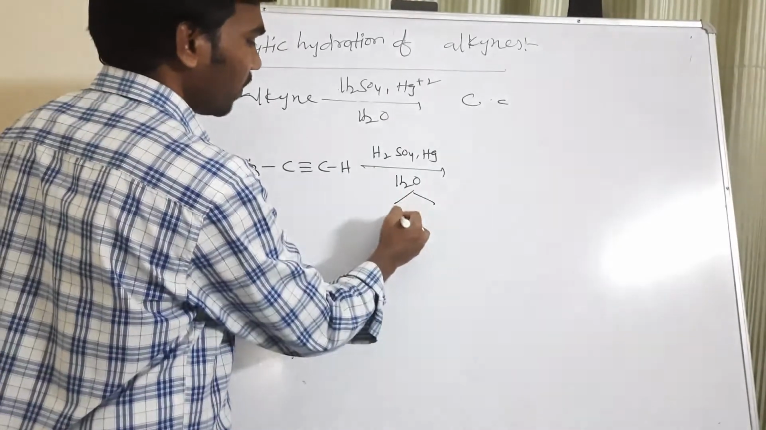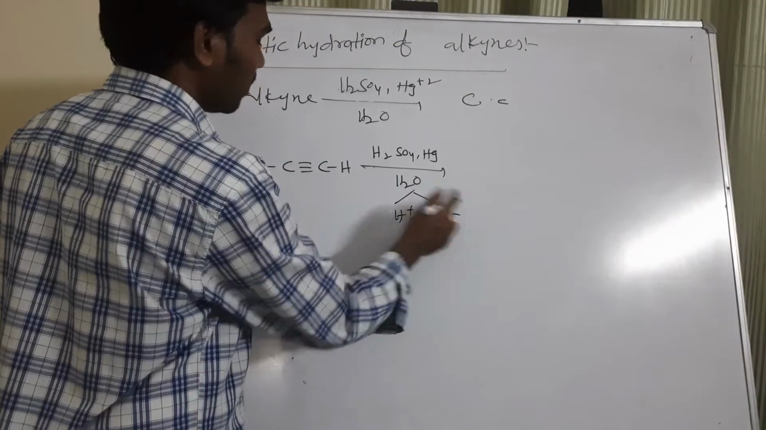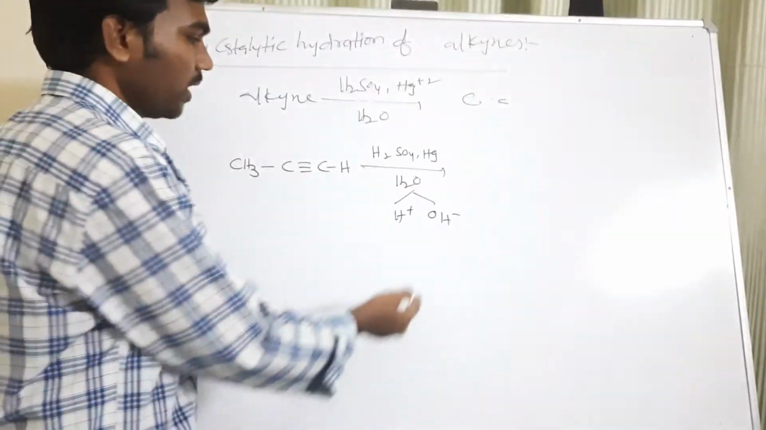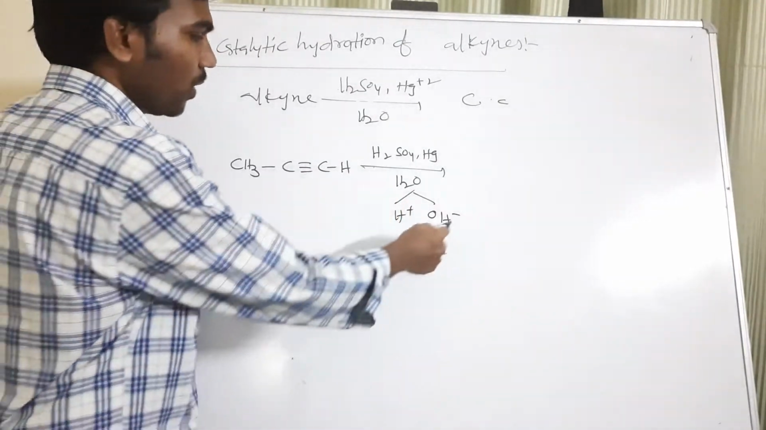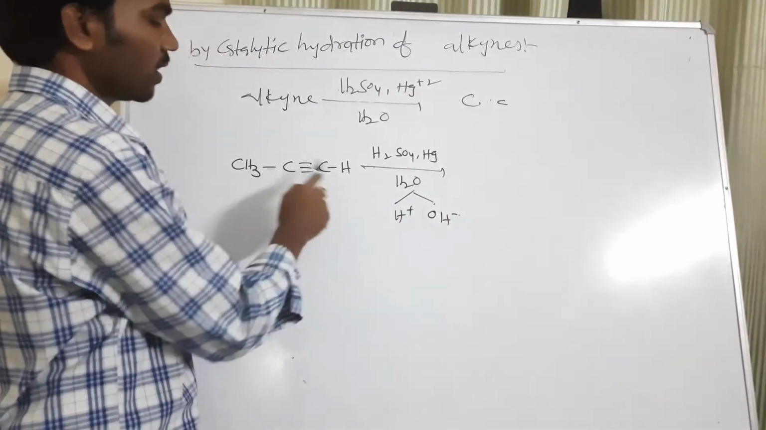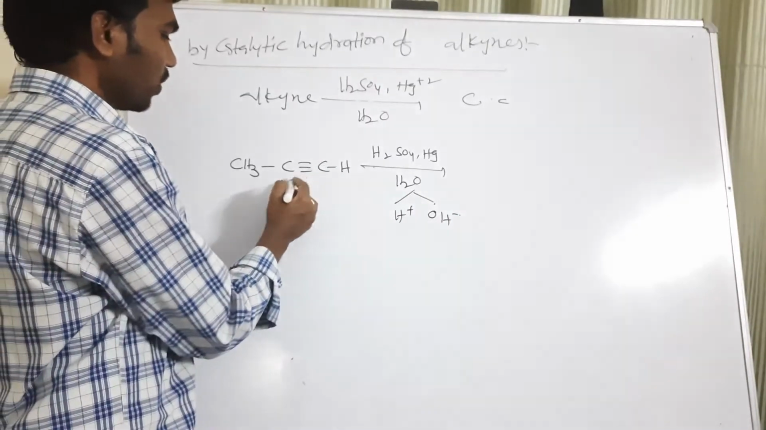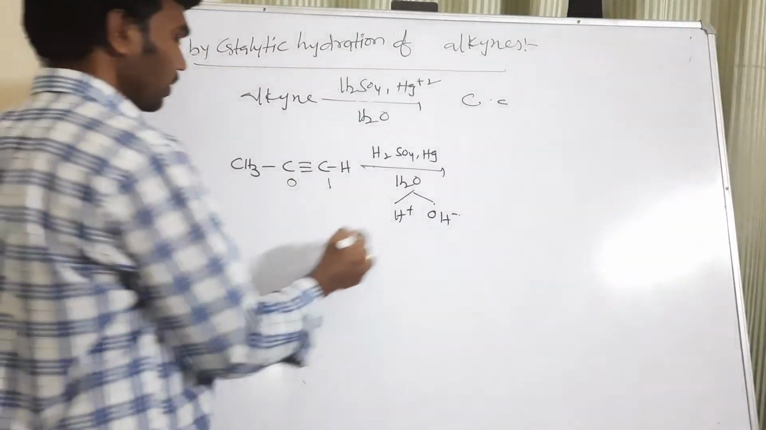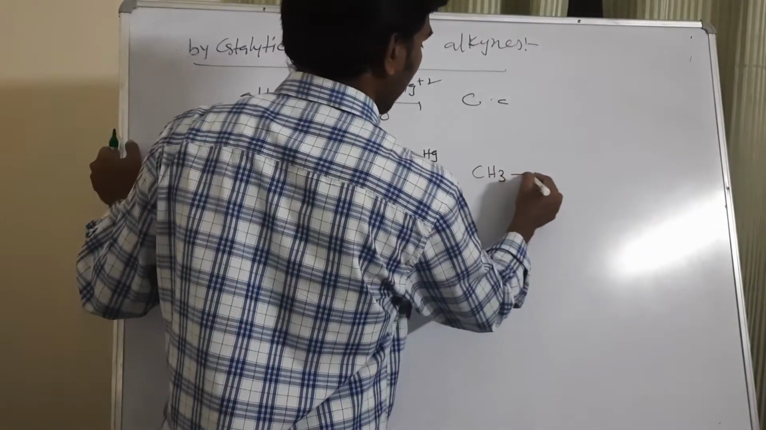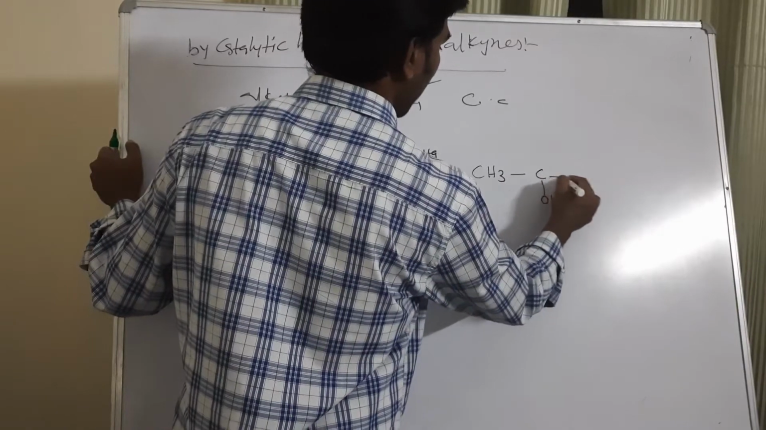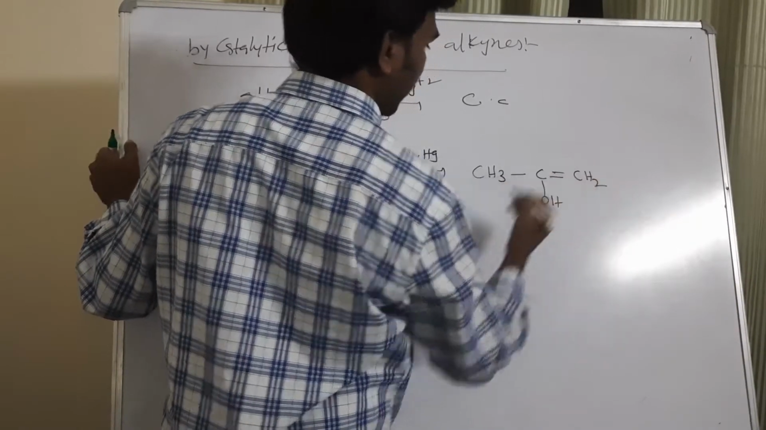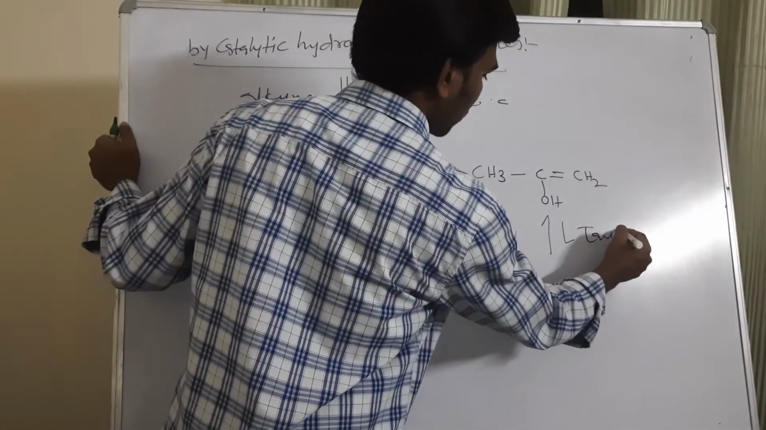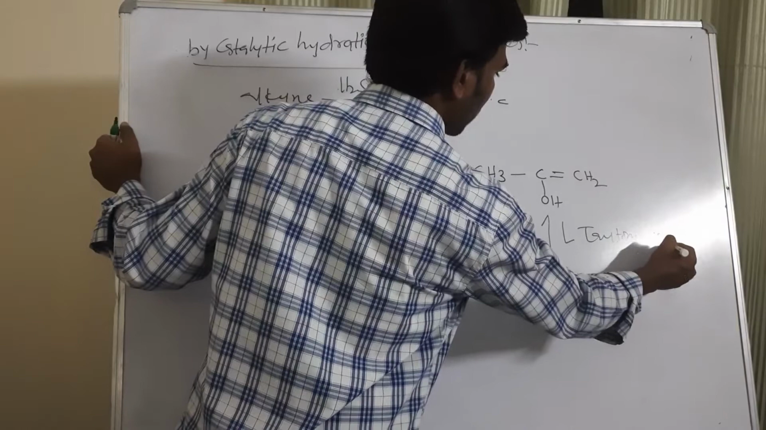So here H2O means what? H plus will come and OH minus will come. Just imagine this one has a double bond. Here a triple bond is there, but just imagine, right? According to the Markovnikov rule, the negative part of the addendum we have to connect to the carbon containing less hydrogen. In these two, here 0 hydrogens are there, here 1 hydrogen is there. So that OH will be connected here, right? So CH3, C, OH, double bond CH2 we will get, right? After this it undergoes tautomerism.